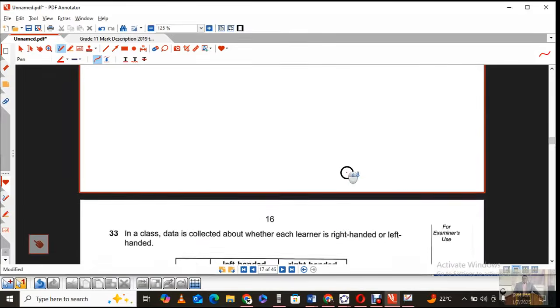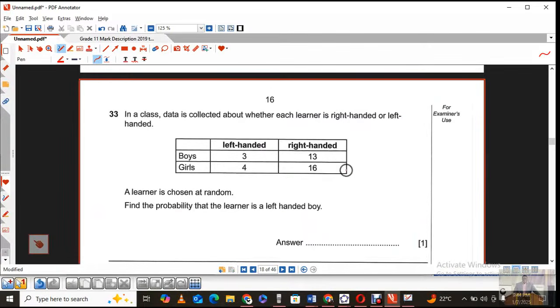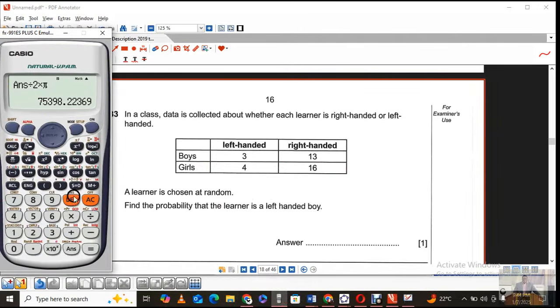All right, question 33, the second last question. In a class, data is collected about whether each learner is right-handed or left-handed. Now, I've seen some learners have been struggling with this, but this is a very straightforward question, so to speak. So first, let us find out, key question, how many learners are there altogether in the class?